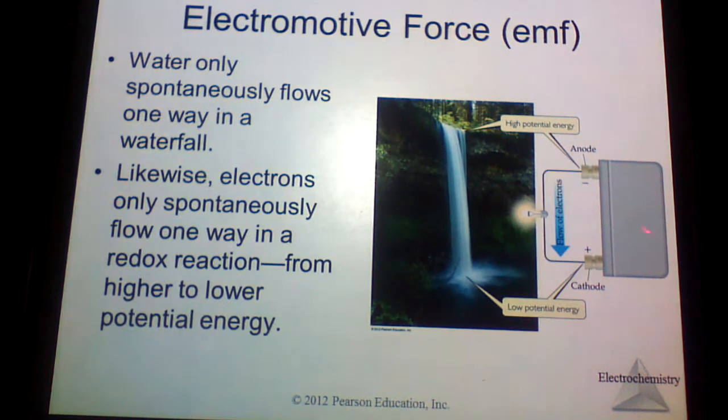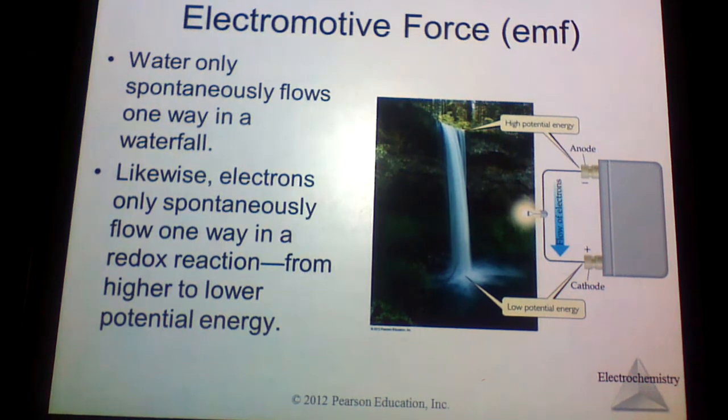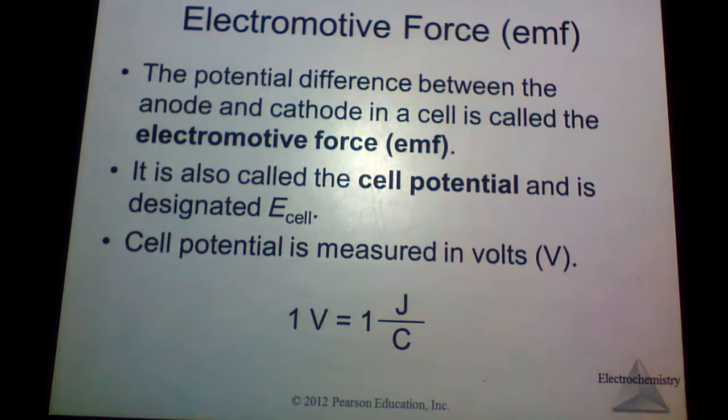So same analogy, high potential energy at the anode, and that means the electrons are going to move from that high potential energy towards a lower potential energy, which will be the cathode. And this happens spontaneously. Okay, so again, we've just defined this. The potential difference between the anode and the cathode in a cell is called the electromotive force. We'll see that as EMF.